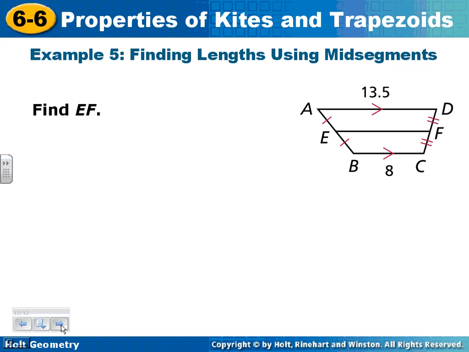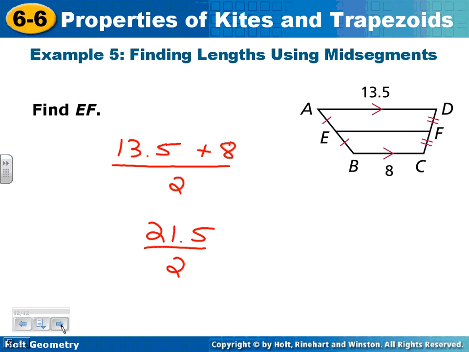With that said, look at the last one. Find EF. EF is nothing more than 13.5 plus 8 divided by 2. You average the length of the bases. So that is what? 21.5 divided by 2. Let me clear that. On my calculator, 21.5 divided by 2 is 10.75. 10.75 would be the length of EF.